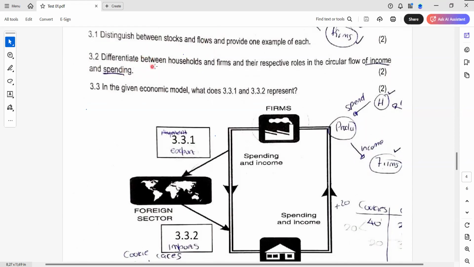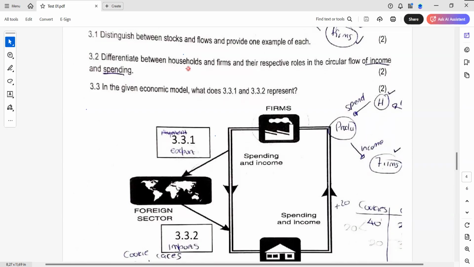Profit and loss. Differentiate between households and firms and their respective roles in the circular flow of income and spending. So first thing is that households are the owners of the factors of production, right? Shouldn't forget that. They own land, labor, capital, entrepreneurship, and they provide their factors of production. It's just two marks. So they provide their factors of production to the factor market, and then in return, the households earn a remuneration, or income, for their factors of production.